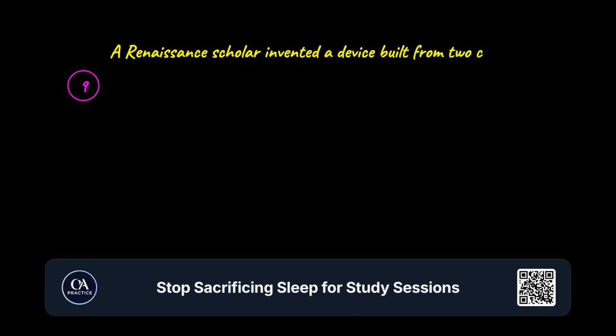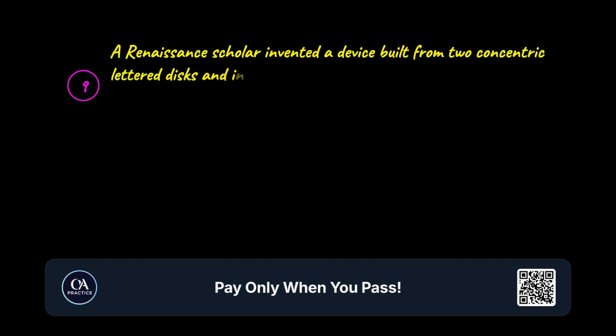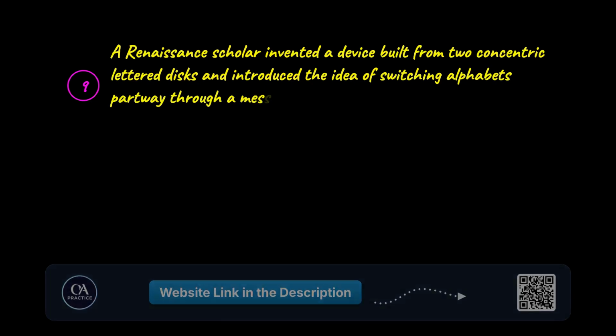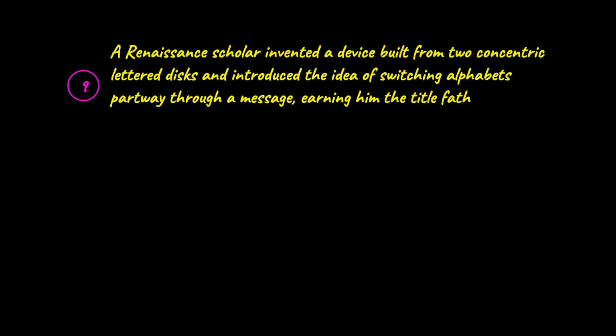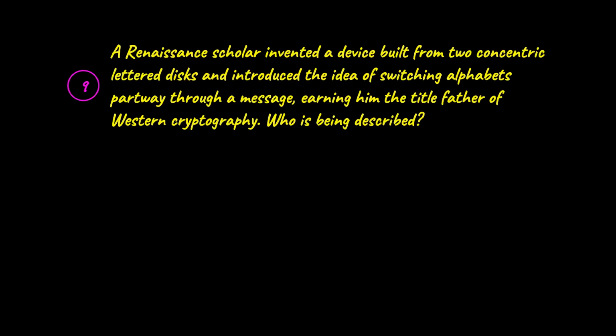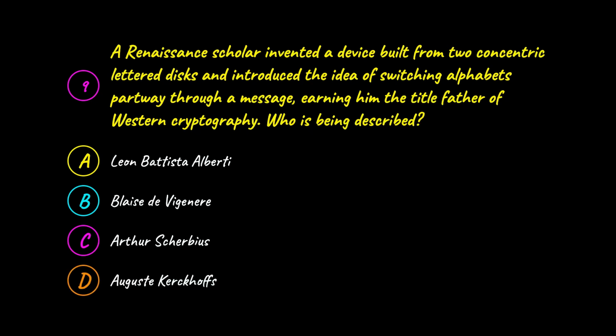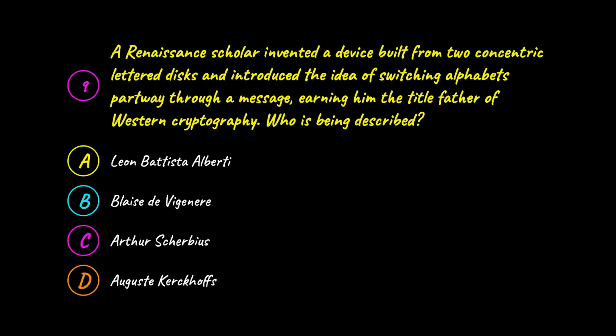Question 9. A Renaissance scholar invented a device built from two concentric lettered disks and introduced the idea of switching alphabets partway through a message, earning him the title Father of Western Cryptography. Who is being described? Your options are A. Leon Battista Alberti, B. Blaise de Vigenère, C. Arthur Scherbius, D. Auguste Kerckhoffs. Which one is it? Pause the video if you need more time.